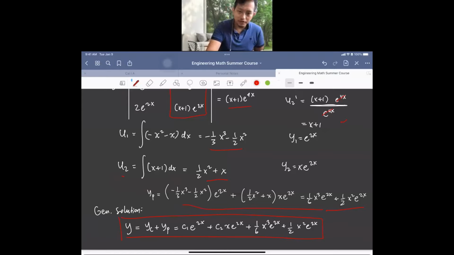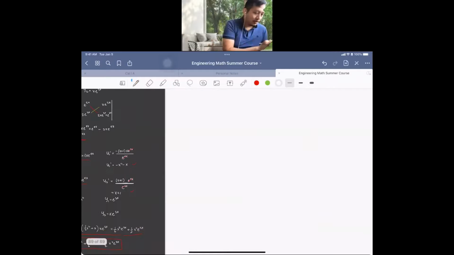Let me give you a little example, to give you more familiarity with what this method is. Maybe the more obvious one.